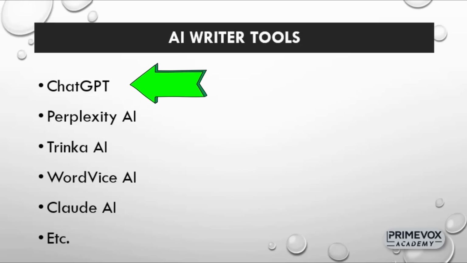Okay. We have also seen Perplexity AI. We have explained that Perplexity AI is good for research writing. Another one that is also good for research writing is Trinka AI. You can also go and check it out. Another one is Wordvice AI. Another one is Claude AI. Claude AI, just like ChatGPT and Perplexity, will allow you to start using it free without paying anything. And there are so many other AI writer tools. There are so many of them. These are just examples.